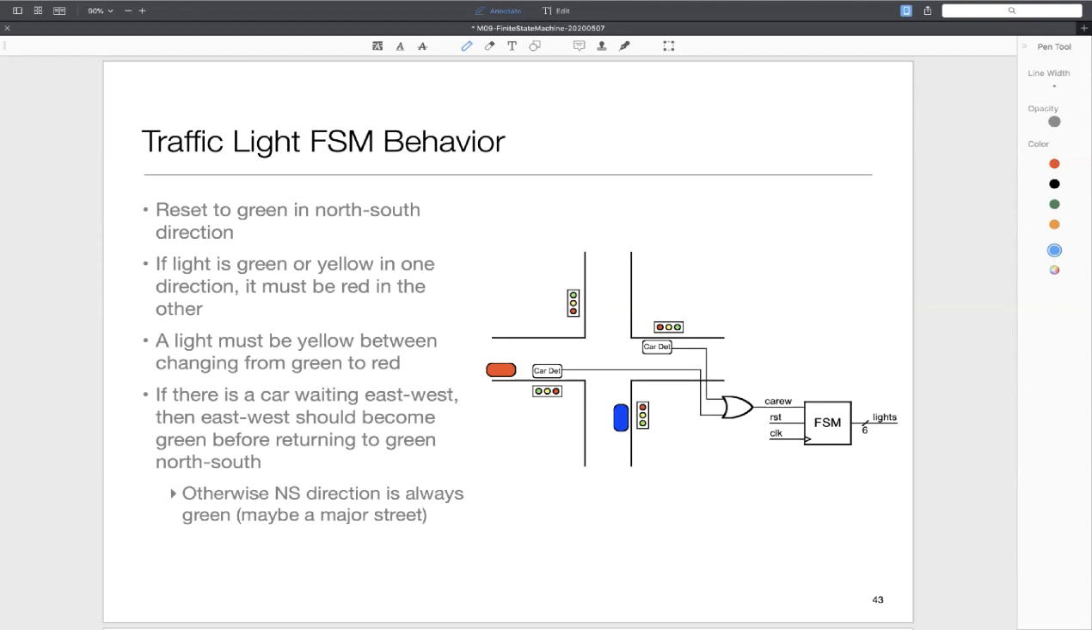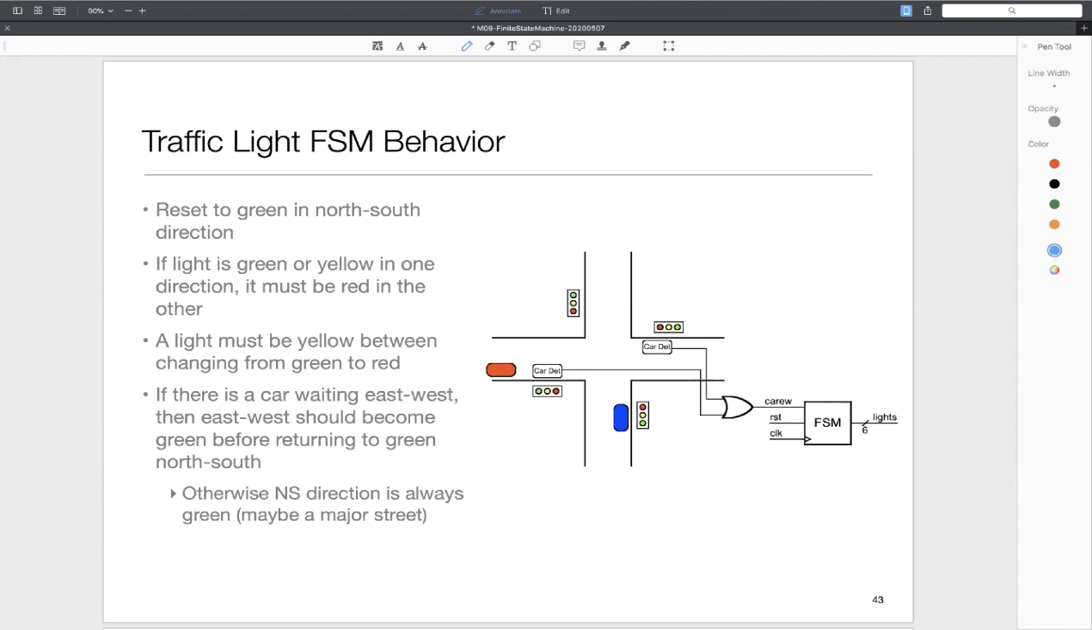And then we are going to define some rules. We are going to say if the light is green or yellow in one direction, the other direction must be red, right? I mean, that makes sense. A light must be yellow when changing from green to red, right? So we don't want to suddenly change from green to red. You want to go through yellow so that the drivers coming in that direction get a little bit of warning.